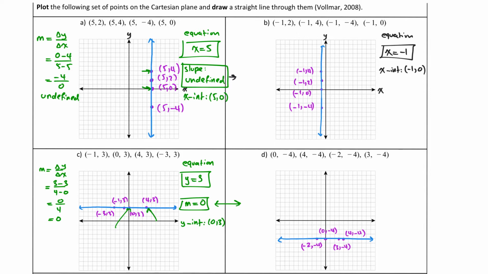For our next graph over here, you can kind of guess what the equation is, we already have the slope and what the y-intercept is. I will just write it down that our equation is y is equal to negative 4. The y value is always negative 4 for all the points. And our slope, it's a horizontal line, so no steepness, so steepness of 0.